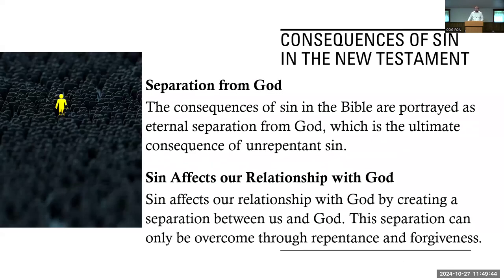The consequences of sin, as it's listed in the New Testament. Again, separation from God. And there's also a point at which we are eternally separated from God. Well, we mentioned that there was a pathway of atonement, that there was a way that we could be forgiven of these sins. Doesn't that require, though, the person being interested and willing to do what was required? If someone sins and doesn't care to change their way, there is no way to close that separation. Sin affects our relationship with God by creating a separation. And this separation can only be overcome through repentance and forgiveness.